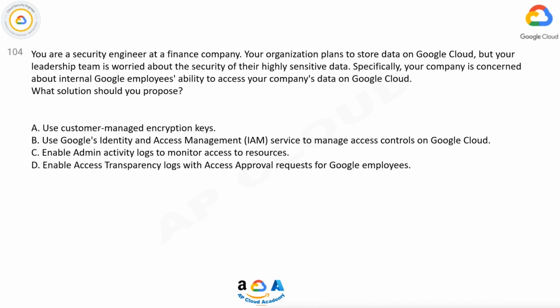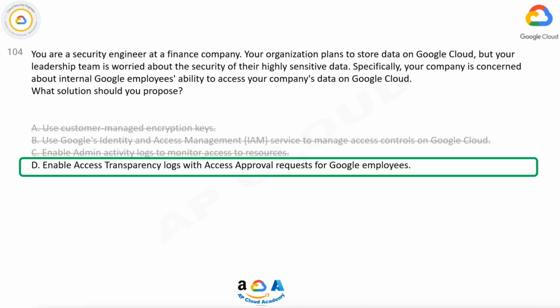A. Use customer-managed encryption keys. B. Use Google's Identity and Access Management (IAM) service to manage access controls on Google Cloud. C. Enable admin activity logs to monitor access to resources. D. Enable Access Transparency logs with Access Approval requests for Google employees. Correct answer is D. Enable Access Transparency logs with Access Approval requests for Google employees.